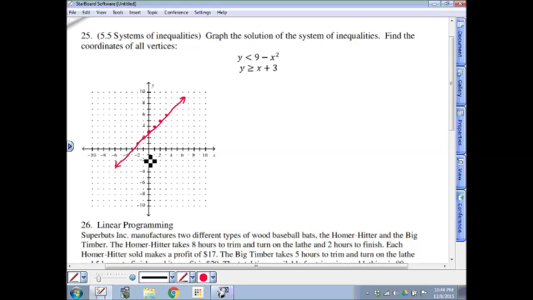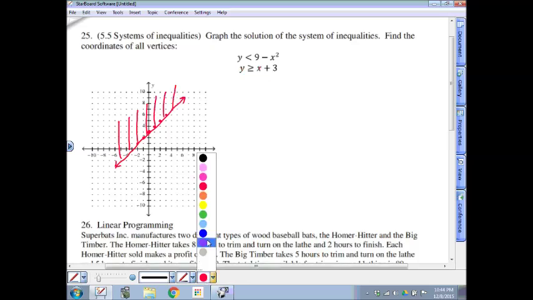And to figure out where to shade, it's always best just to choose a test point. So I'm going to choose a test point of 0, 0, and plug in a 0 for x and y. That leaves a statement of 0 greater than or equal to 3. That's not true, which means you don't shade towards a test point. This would be shading away from the test point.